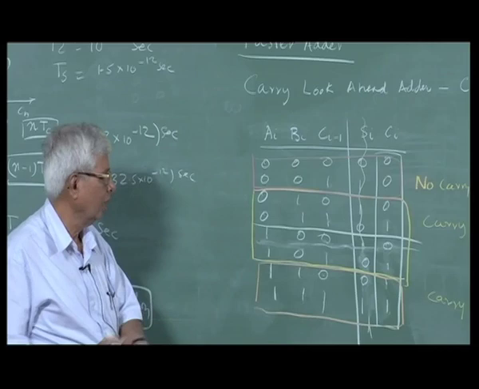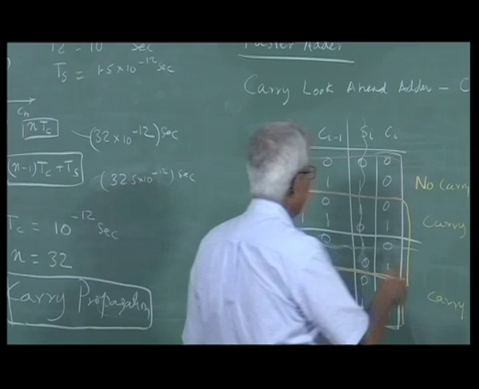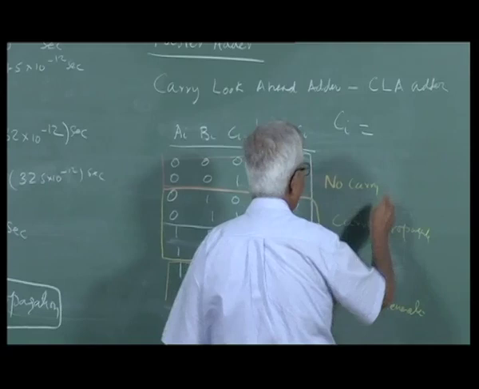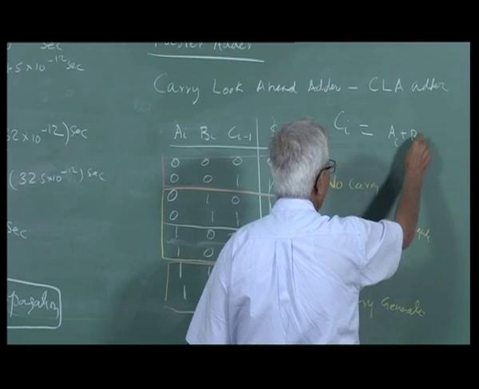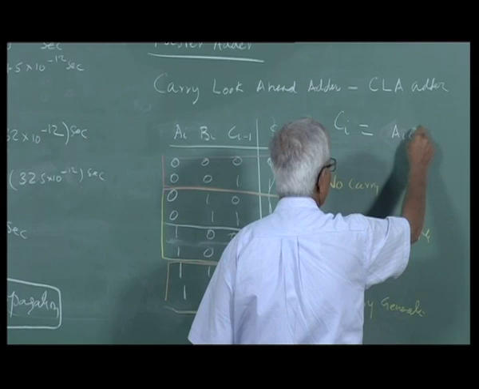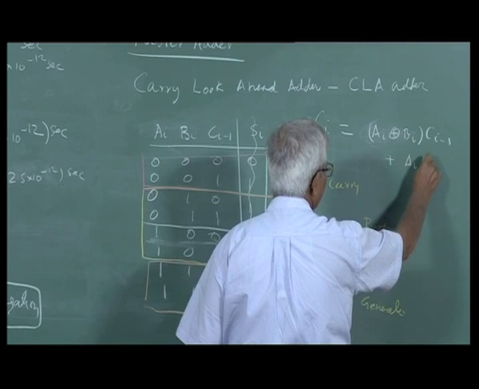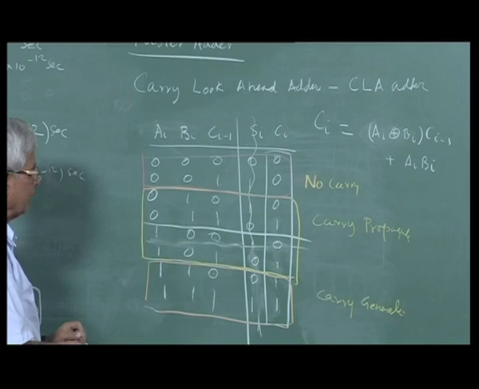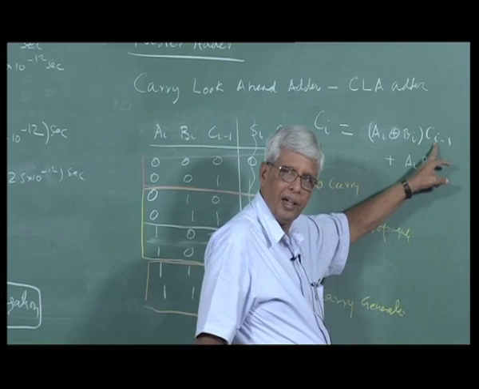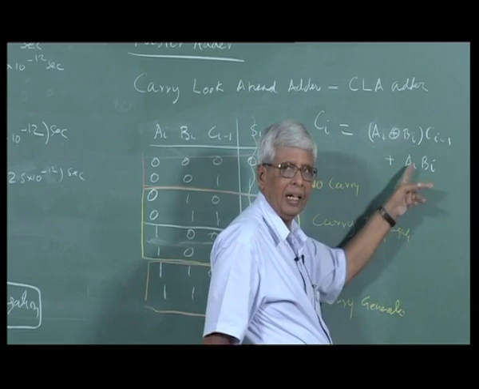Now I can simplify the whole thing in a mathematical equation. The carry output is A exclusive or B, that is Ai XOR Bi, AND the input carry, OR Ai AND Bi. So the carry of any stage is Ai exclusive or Bi and the previous carry, or Ai and Bi. This is the hint for us to proceed further.